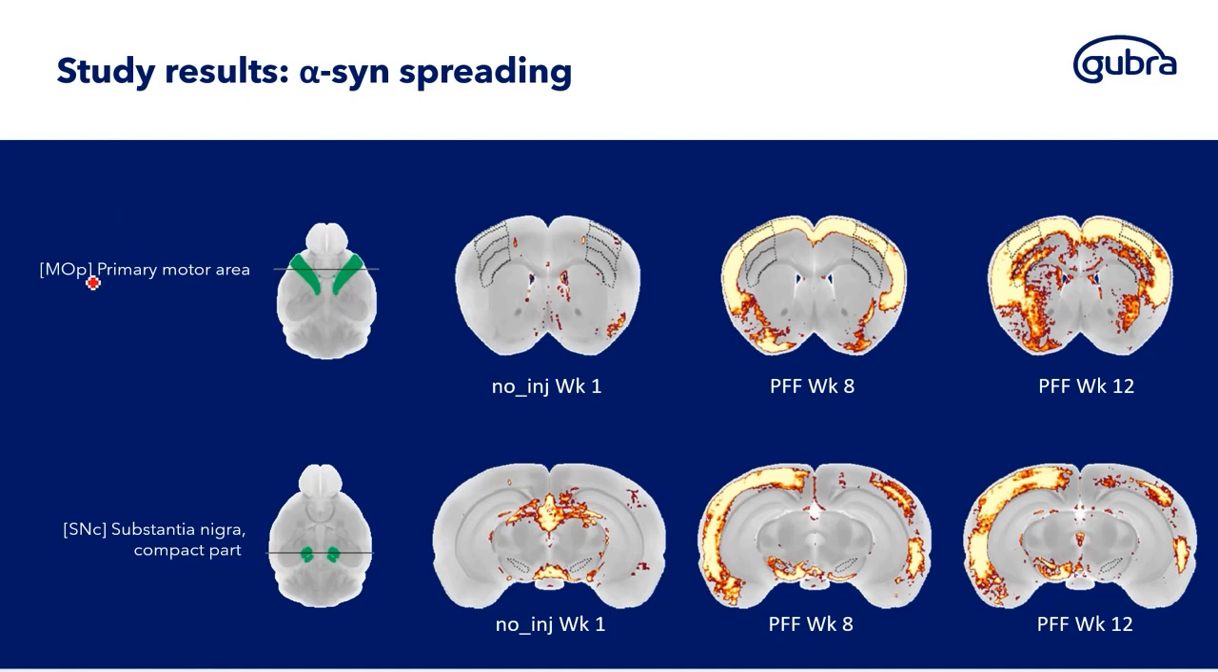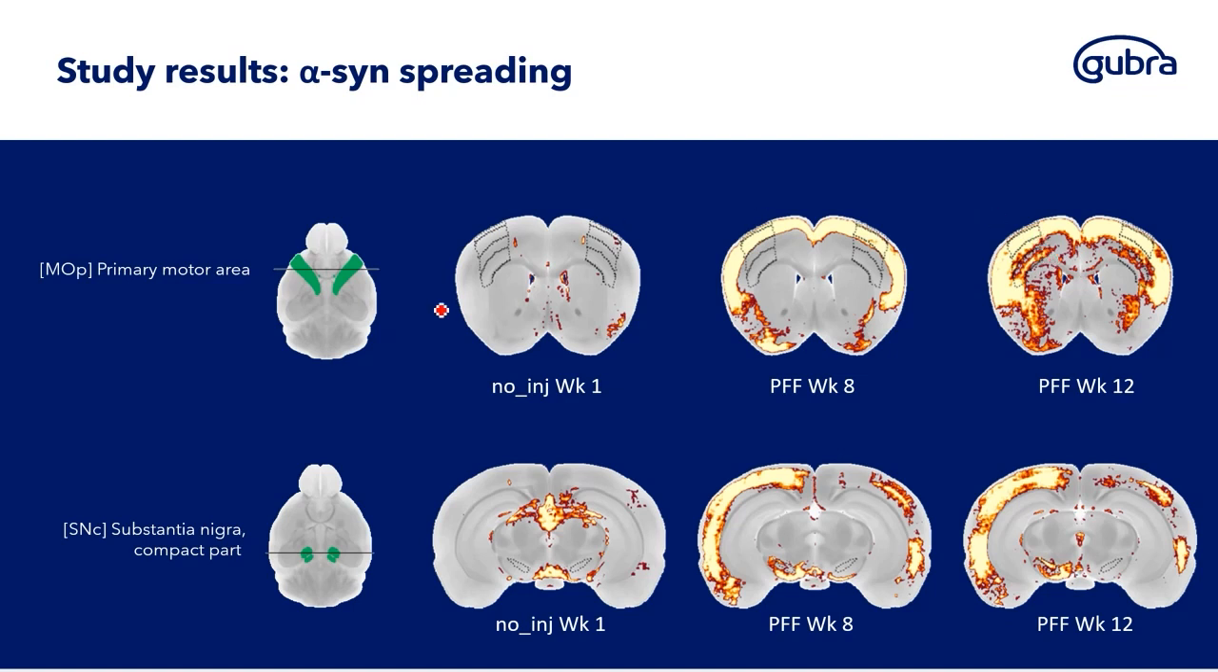The top row shows coronal sections taken in the front of the brain around the primary motor area, colored here in a green overlay. And what you see here is that in the non-injected group, the alpha-synuclein levels are low. When we look in the 8-week groups with the preformed fibrils injected, we see a spread. We see it in both sides of the brain, and we mainly see it in the outer cortex area. After 12 weeks, the spread seems to be even larger.